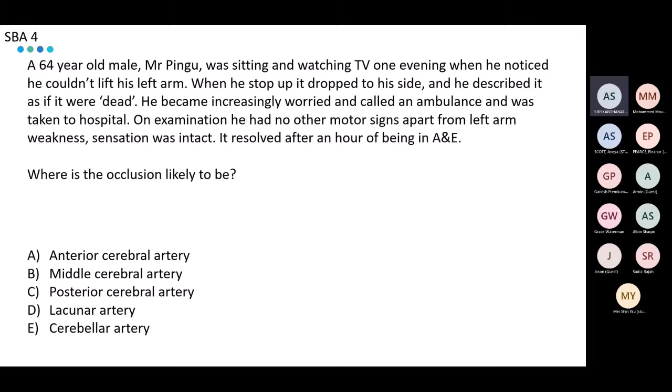On examination, he had no other motor signs apart from the left arm weakness, and sensation was intact. It resolved after an hour of being in A&E. Where is the occlusion likely to be? So I'll open up the poll.